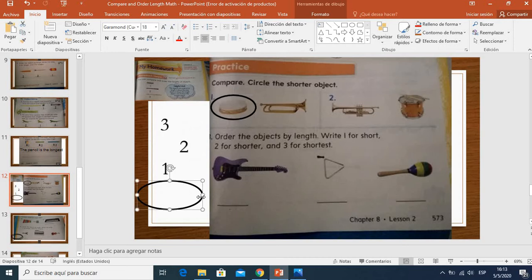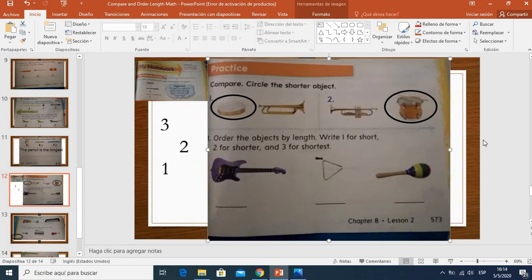All right. Now, let's go to exercise number 2. We have a trumpet and a drum. Which one is shorter? The trumpet or the drum? We're not talking about big or small. That's different. We're talking about the length. Which one is shorter? The trumpet or the drum? The drum. If you said the drum, you are awesome, because the drum is shorter than the trumpet. Very good, guys. I can see you have understood.